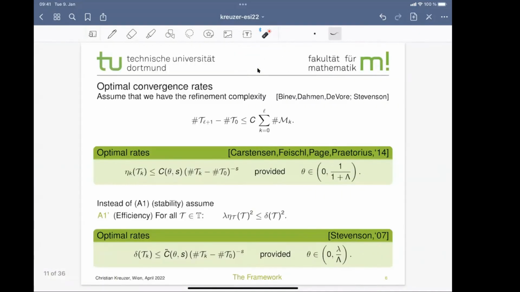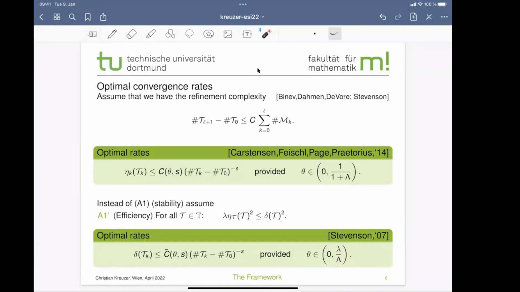In the first paper on optimal convergence rate by Stevenson, there was another property involved, and namely it used the efficiency of the estimator, saying that the estimator is bounding also the error from below by a constant which we call small lambda here. And in this situation, you can prove that you have optimal convergence rates provided that theta is in between 0 and little lambda divided by capital lambda.